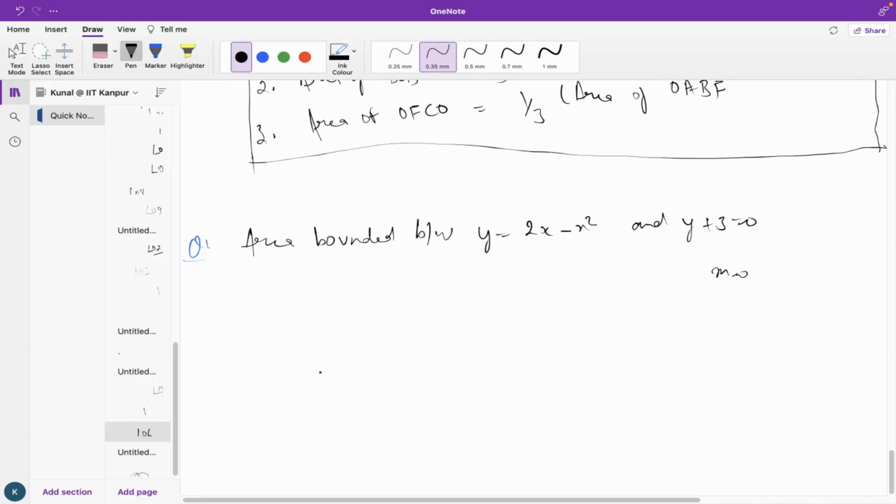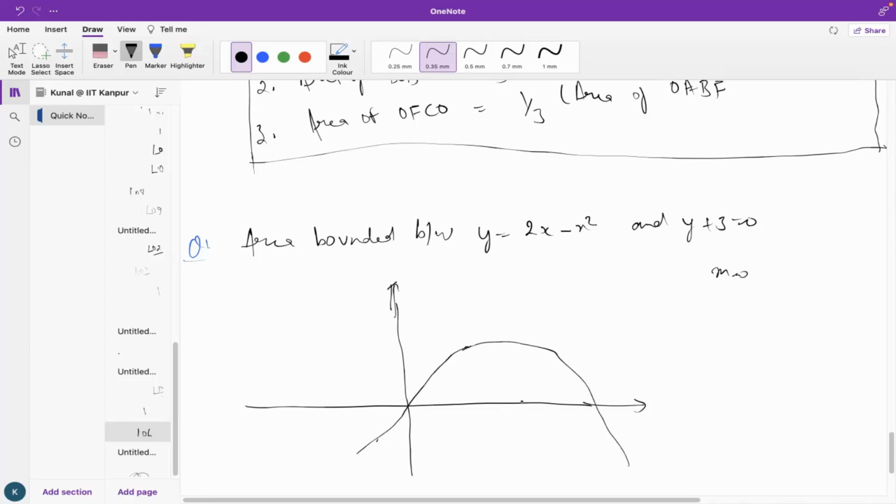So let's draw the figure here. y is equal to 2x minus x square, something like this is our curve. Is that fine? Okay, so this is our curve, where this point is (1,1). Try to understand, my figure is so bad. And this is actually our y is equal to minus 3 line.